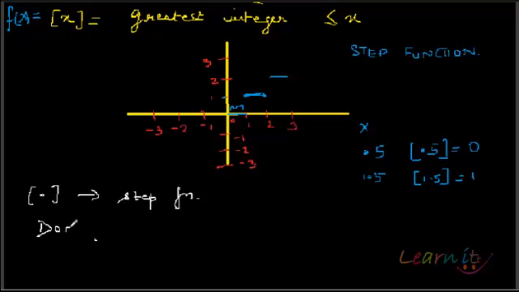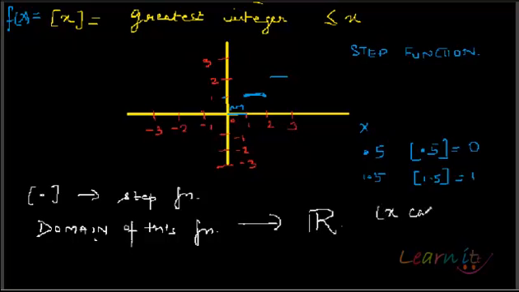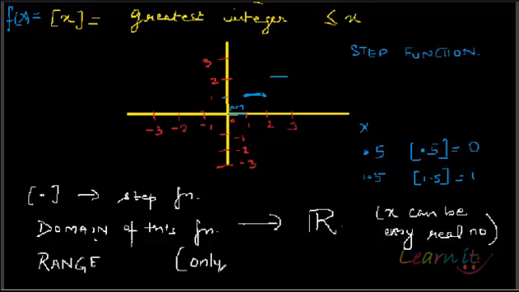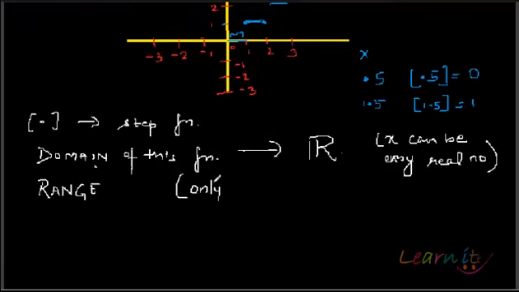So what will be the domain of this function? Domain can be all real numbers, of course, right? I can look at any real number and then look at the greatest integer function for them. Now, what will be the range? The domain can be any x, but what will be the range? The range will be only integer values, right? The range will be only integer values, and that's what we're looking at. Only integers. That's what this function gives me.